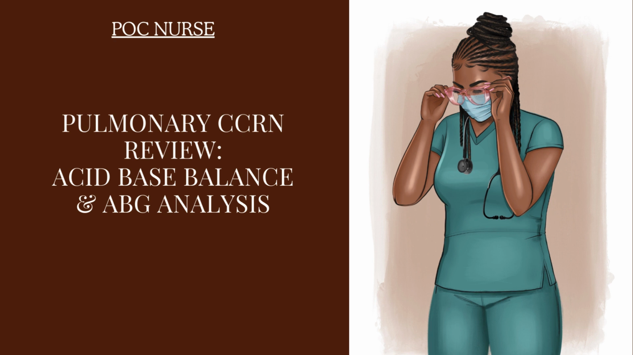Now we're going to talk about metabolic alkalosis. So this one's easy. In metabolic alkalosis, pH is high. pH is high because there's a lot of alkali in the blood, which is bicarbonate. So in metabolic alkalosis, we have a high bicarbonate level.